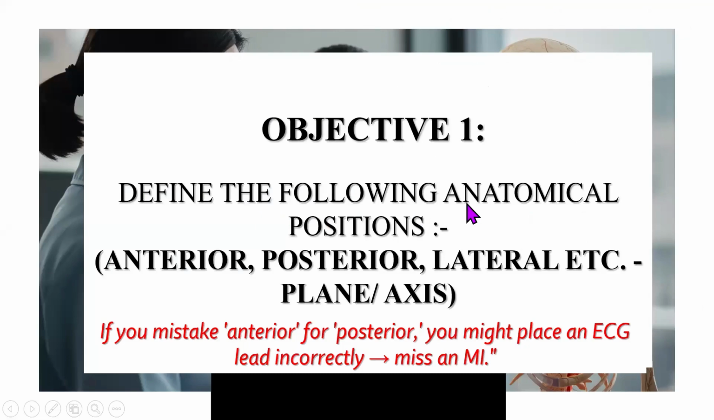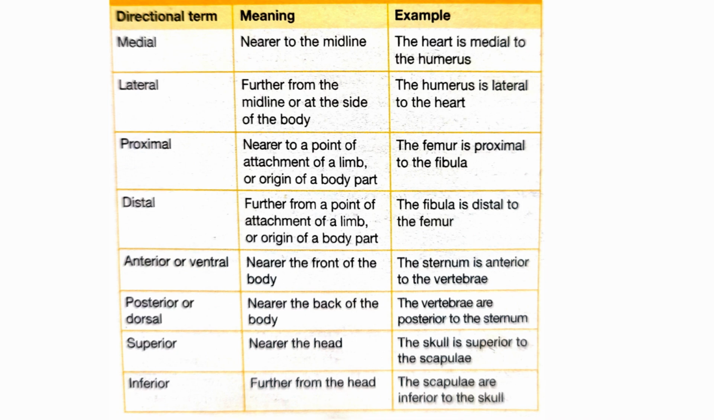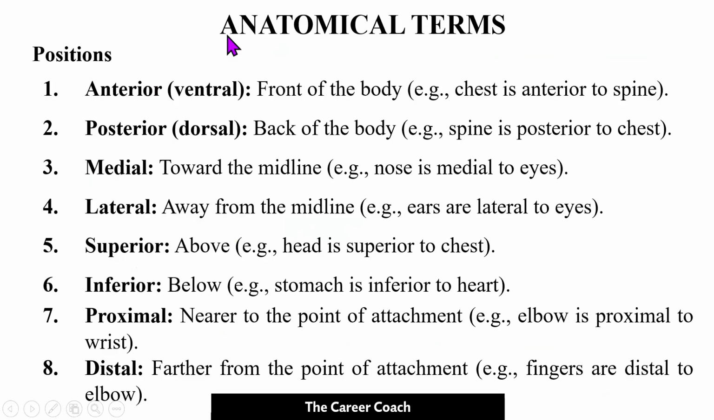Define the following anatomical positions: anterior, posterior, lateral, and also we'll discuss plane axis. Take note of this. If you mistake anterior for posterior, you might place an ECG lead incorrectly, and therefore you miss an MI. Let's discuss the anatomic terms used in nursing.